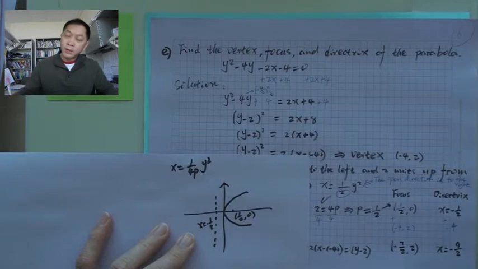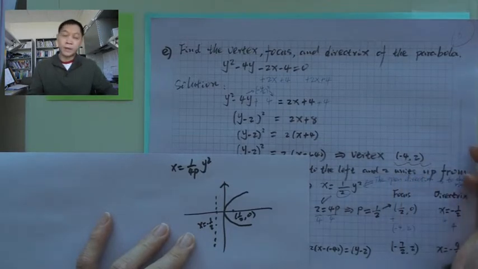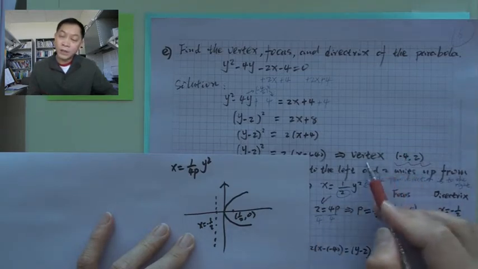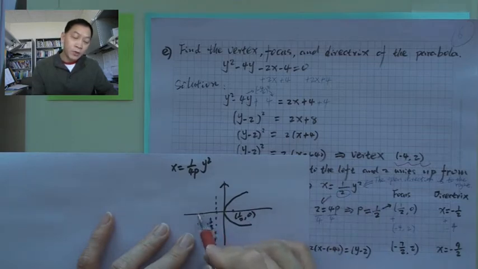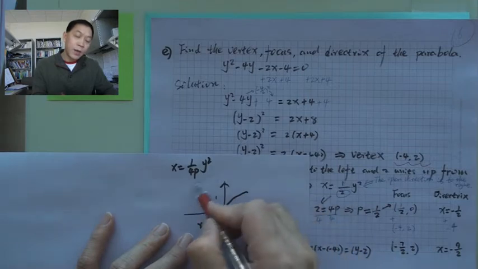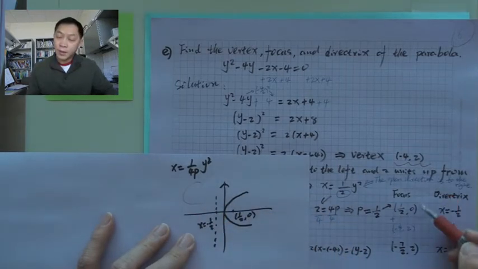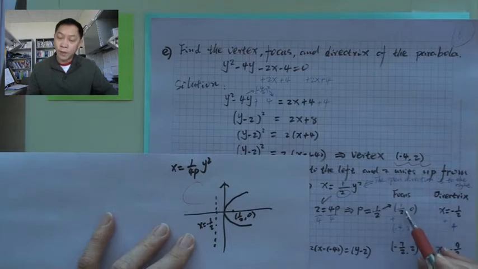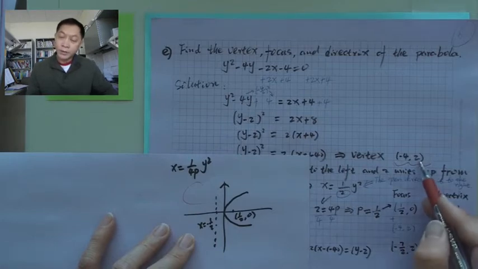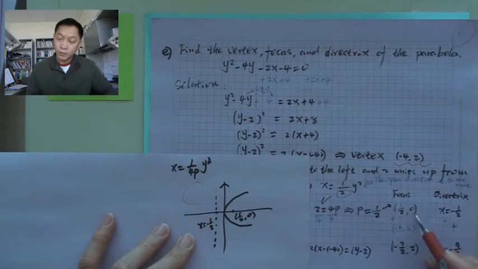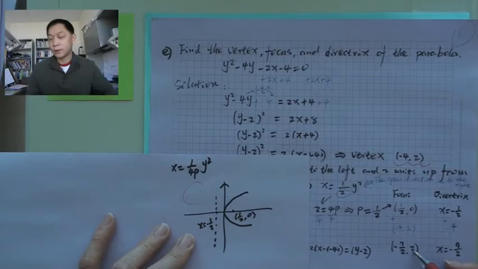But we know right here the vertex will tell us where the picture actually goes. It goes 4 units to the left, 2 units up. So it's like somewhere here. Basically, you want to add this vertex onto the focus. You add -4 to 1/2, and you'll get -7/2. You add 2 on 0, that's what I put here, so you have 2 plus 0 is 2. And for x, 1/2 plus -4 is -7/2.